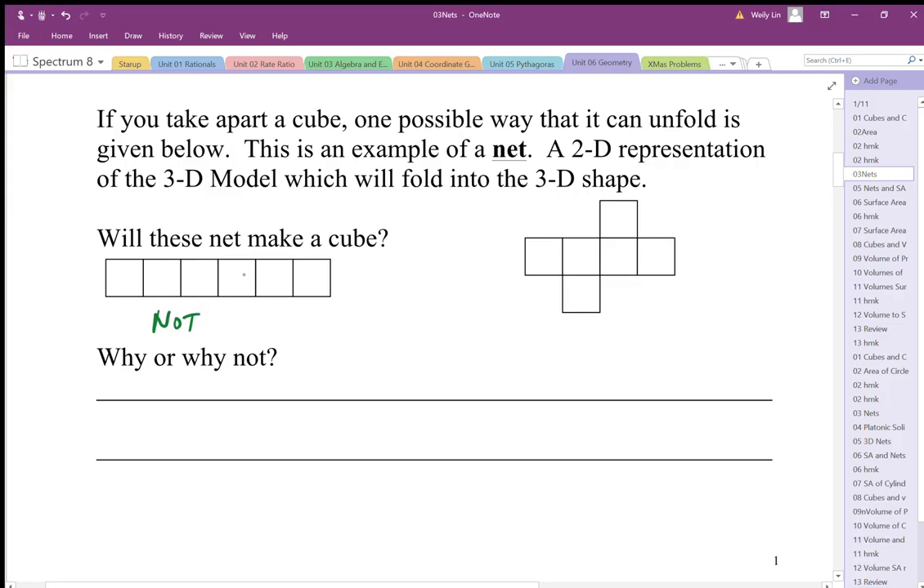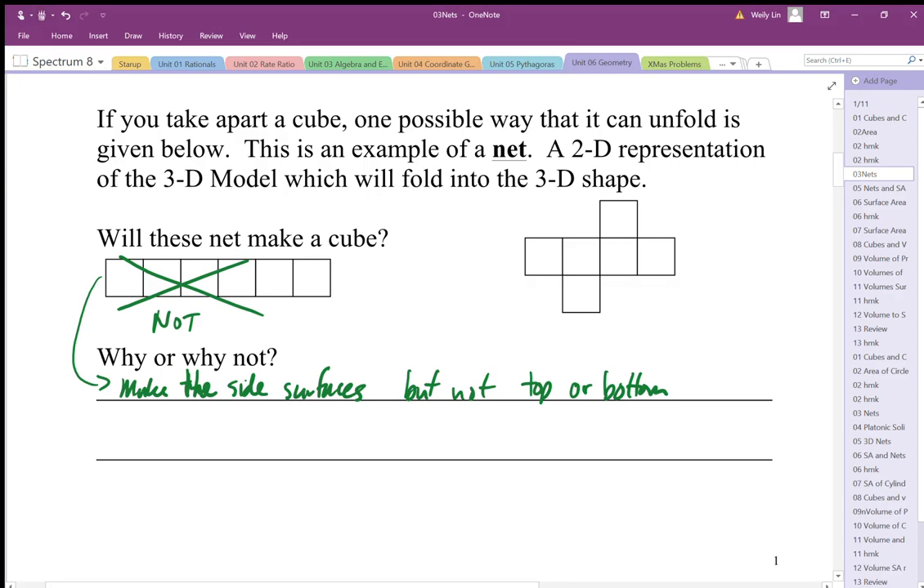Because as we try to make the cube, we can roll this up, but then we can't make the top and bottom of it. So for this one, we can make the side surfaces, but not the top or bottom. Okay, so we can't do that. We can just roll that up. So this is a no.